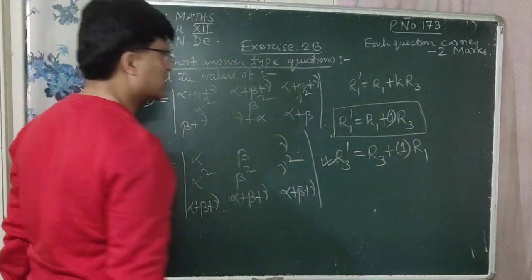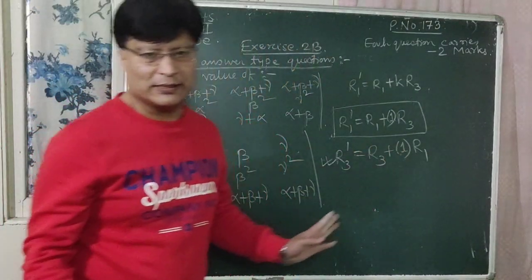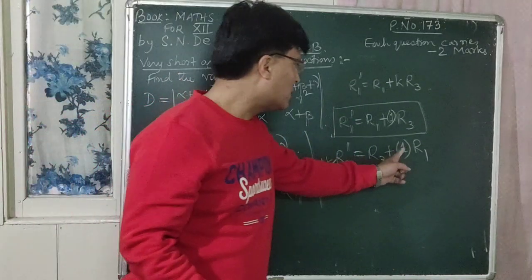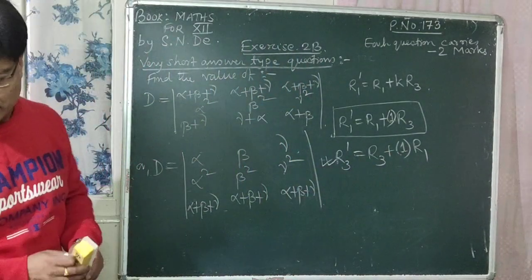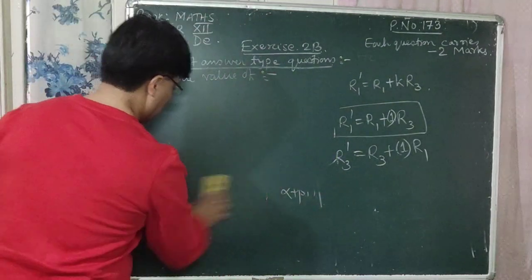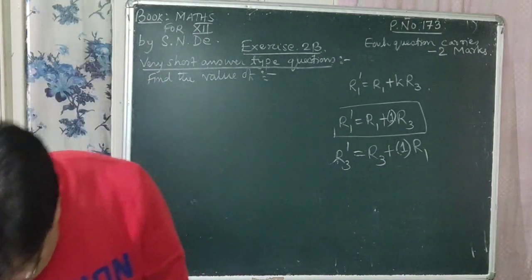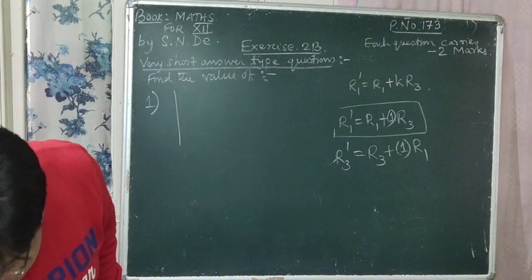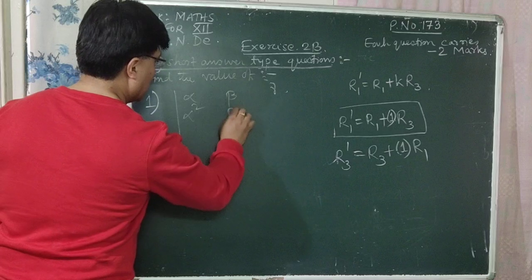If you use R3 dash is equal to R3 plus 1 into R1, then we get this determinant: alpha beta gamma, alpha square beta square gamma square, then the third row is changed, that is we get these elements, the same elements in the third row. If you take common here alpha plus beta plus gamma, that is property number 4, 1, 1, 1, right? Okay? Here the elements in the third row are sums of the two elements. That means this determinant is easier than the other determinant. That means which property is used here? This one. R3 dash is equal to R3 plus 1 into R1.